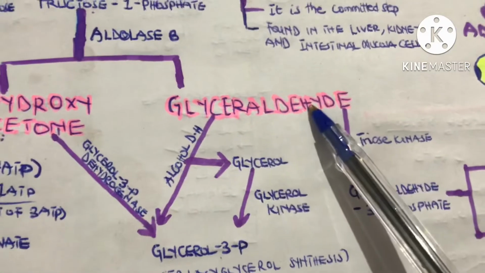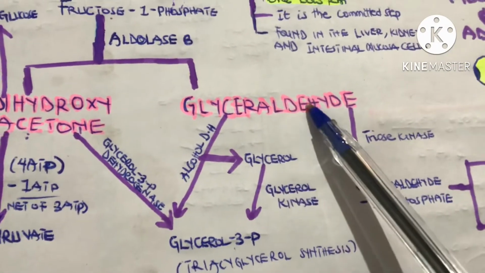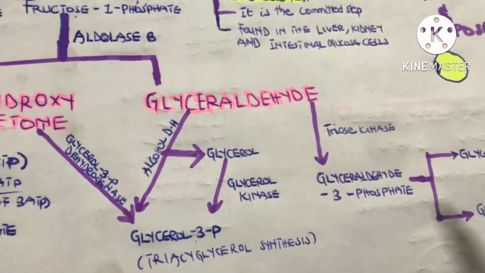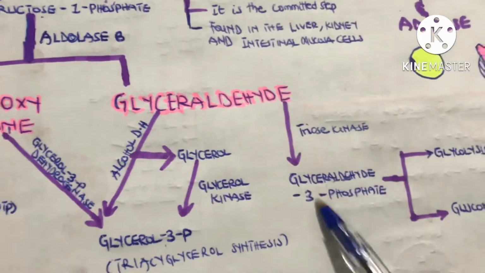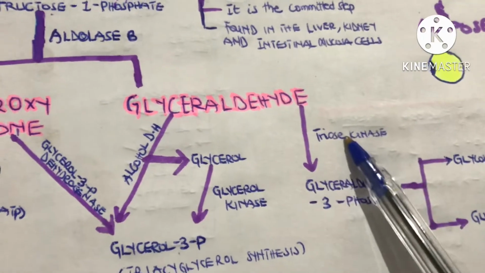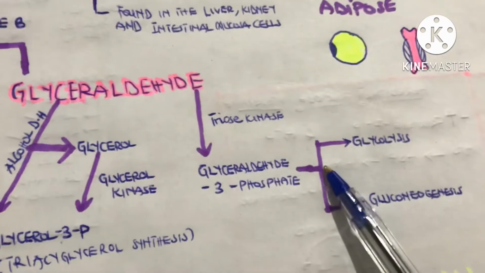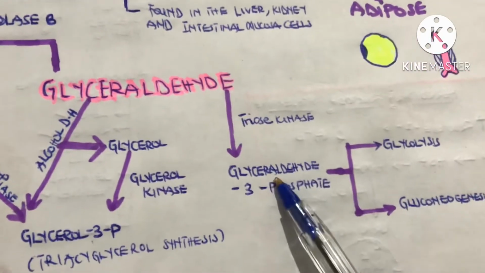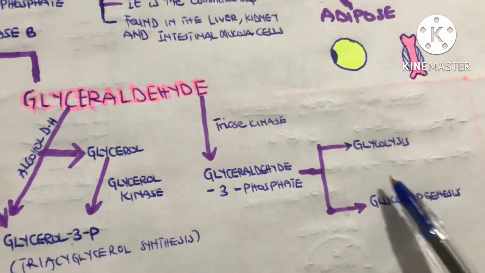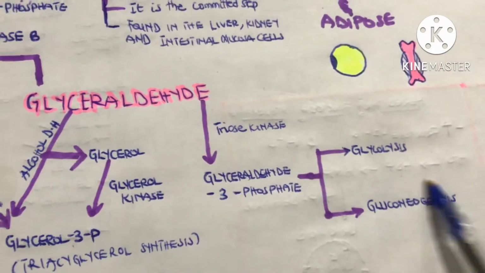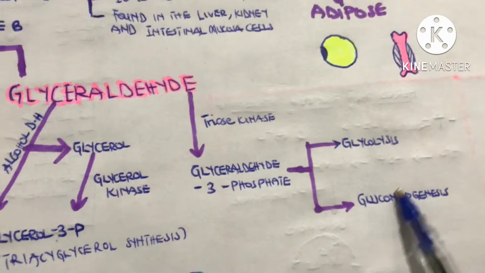This glyceraldehyde, depending on the body state, can be converted to glyceraldehyde 3-phosphate by the enzyme triose kinase. And this glyceraldehyde 3-phosphate, you know that this is a glycolytic intermediate, so it can be used in glycolysis, or depending on the body state, it can be used in gluconeogenesis, during the starvation or the fasting state.